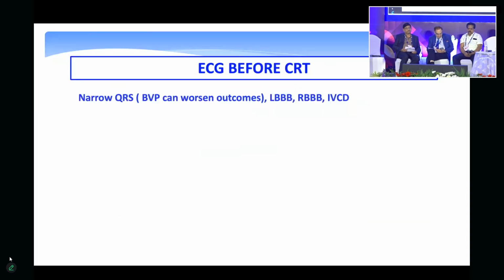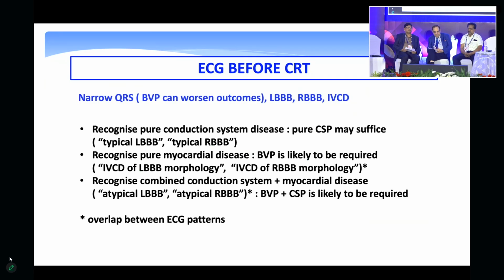What is important is to look at the ECG before the CRT to decide which type of pacing modality to give. For example, if a patient has a narrow QRS and heart failure, biventricular pacing can often worsen the outcomes. So it is better that that patient goes in for His bundle pacing if possible, or if not possible, left bundle pacing. And then there are the LBBB, the RBBB, and the interventricular conduction defect.